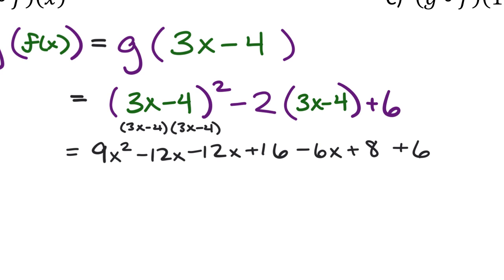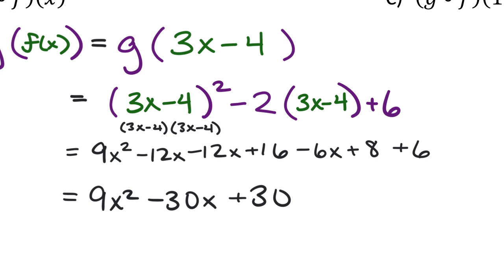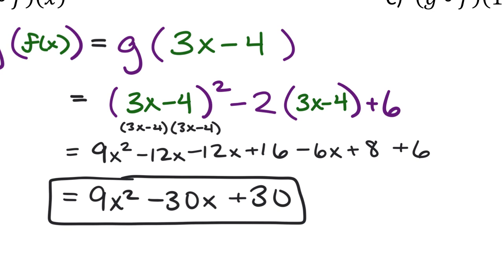Once all parentheses are gone, we combine like terms. We end up with 9x squared minus 30x plus 30. What kind of equation did we end with here? Is there any restriction on quadratic? And there was no restriction on the one I plugged in. The inside function was linear, no restriction.